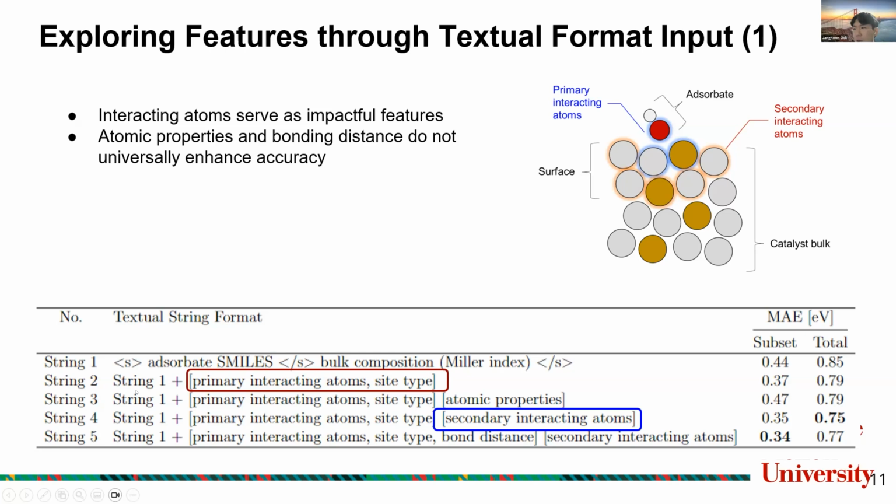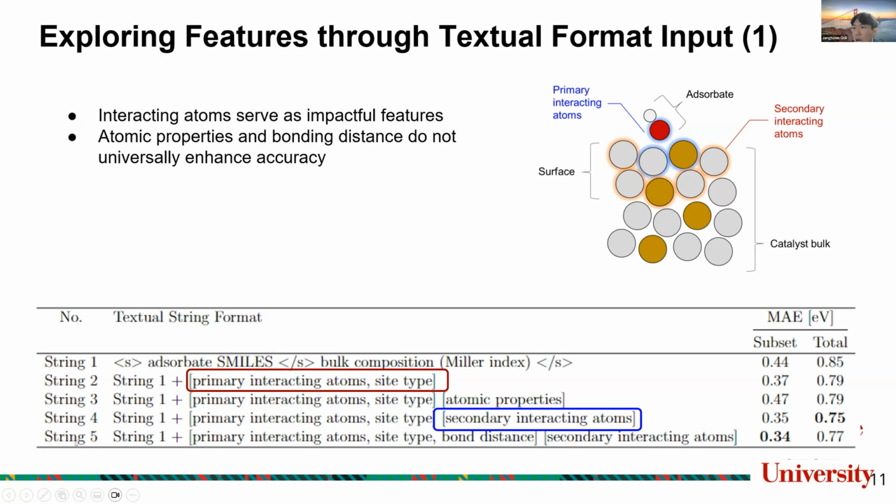However, in string type 3, we enrich our feature set by incorporating additional atomic properties like polarizability, electronegativity, electron affinity, and so on. However, this effort does not affect the overall MAE. This shows the same overall MAE as string type number 2. That means these atomic properties are already embedded in the atomic symbols illustrated in the adsorbate SMILES or bulk composition, so these are pretty much unnecessary information. We can verify this in a data-driven manner.